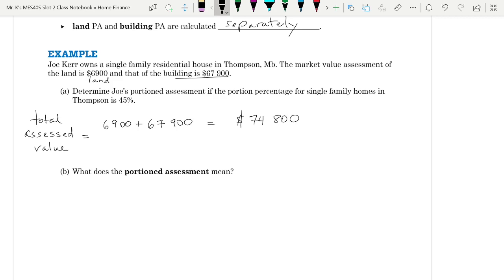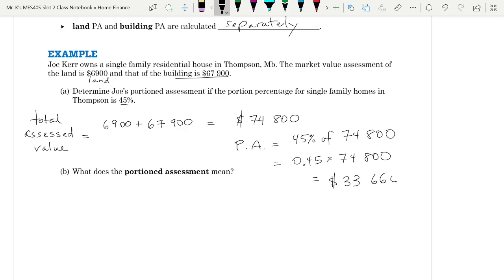So his portioned assessment's 45%. So his portioned assessment will be 45% of $74,800. And remember how to do a calculation like that? What do you do with a percent? You change it to a decimal. And what do you do with "of" in math? You change it to a multiply. And then we actually punch buttons on that, and we get $33,660.